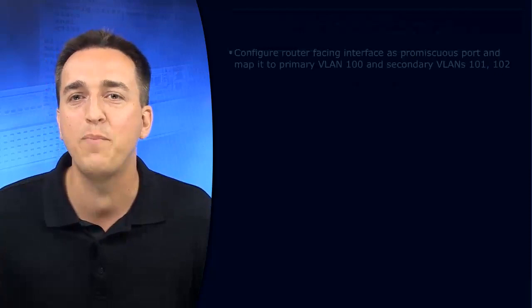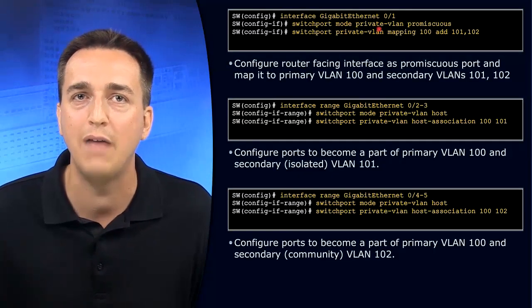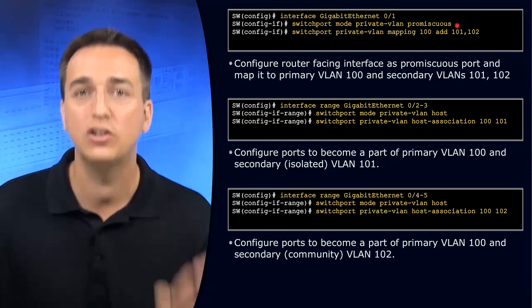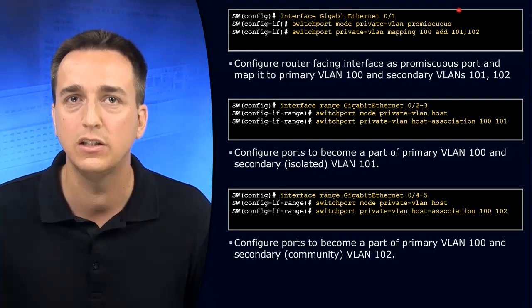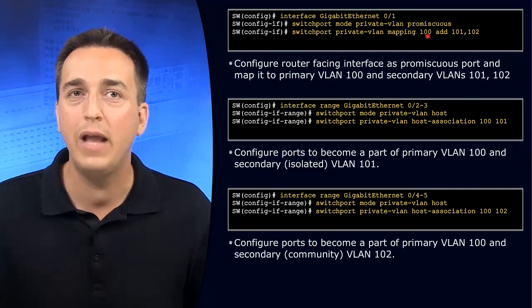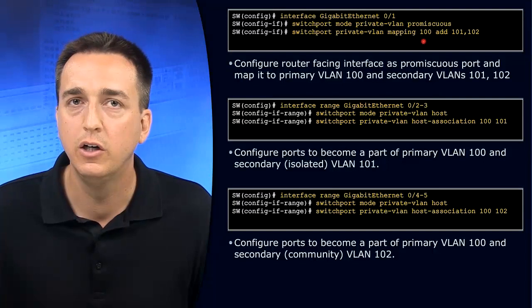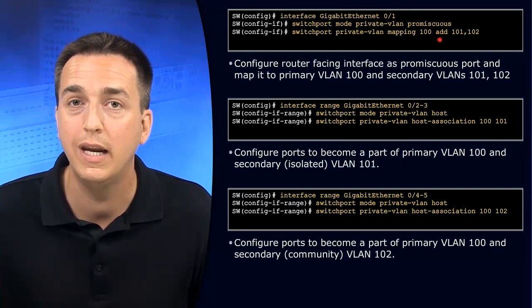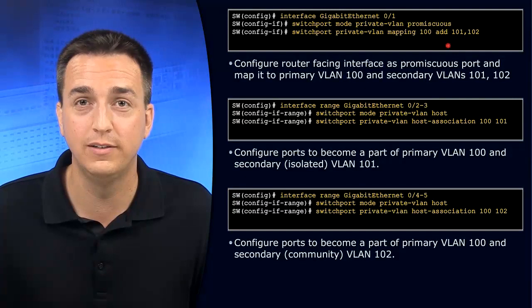So to set up that promiscuous port, you go to the promiscuous port and you type in switchport mode private-vlan promiscuous. So you specify it as the promiscuous port, not a host like we did for the other ones. It is the promiscuous port. And then we have to do a mapping. So switchport private-vlan mapping. The primary VLAN is 100. And the secondary VLANs we have are 101 and 102.